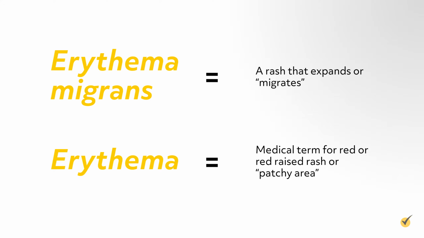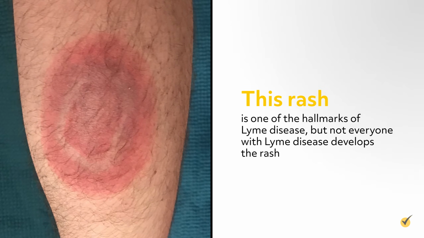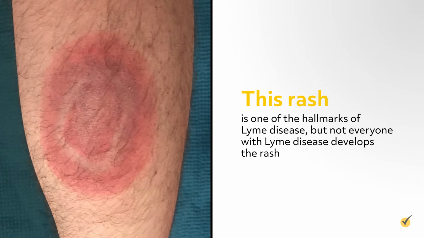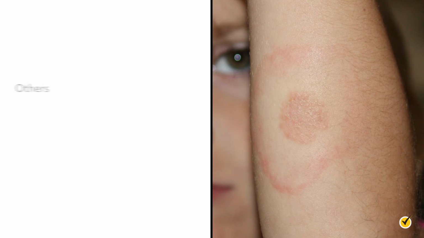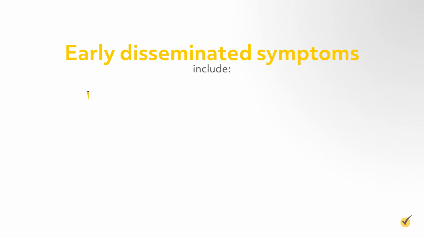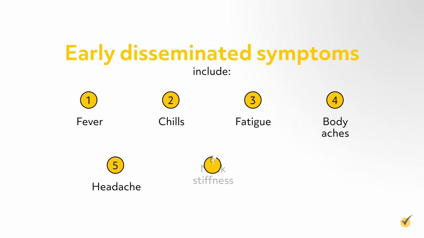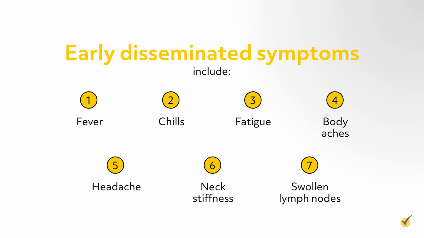Erythema migrans simply means a rash that expands or migrates, and erythema is our medical term for red, or red raised rash, or patchy area. This rash is one of the hallmarks of Lyme disease, but not everyone with Lyme disease develops the rash. Others will develop this rash at more than one place on their body. Early disseminated symptoms include fever, chills, fatigue, body aches, headache, neck stiffness, and swollen lymph nodes.